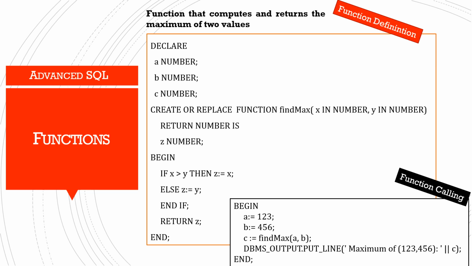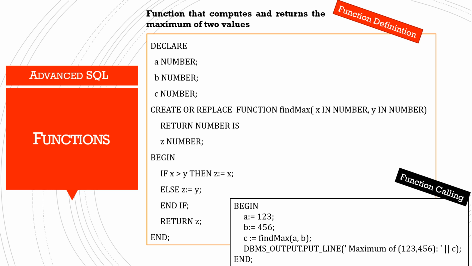So, create or replace function find_max (x in number, y in number). The function name is find_max, and we are passing two parameters, x and y, both in mode. Return number, so the return type from this function is number. Inside that function, I'm creating a variable z number.